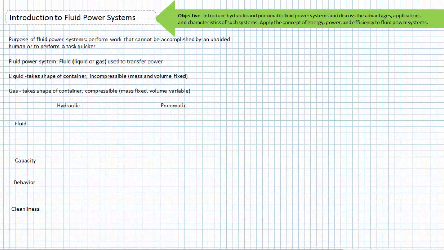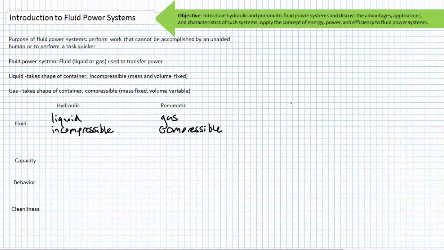A fluid power system is one in which a fluid, either a liquid or a gas, in contrast to electrical or mechanical means, is used to transmit power from one location to another. Fluid power systems come in two notable forms. Fluid power systems using liquid are called hydraulic systems, and fluid power systems using gas are called pneumatic systems. Hydraulic and pneumatic systems share some common properties. However, there are important differences between them.